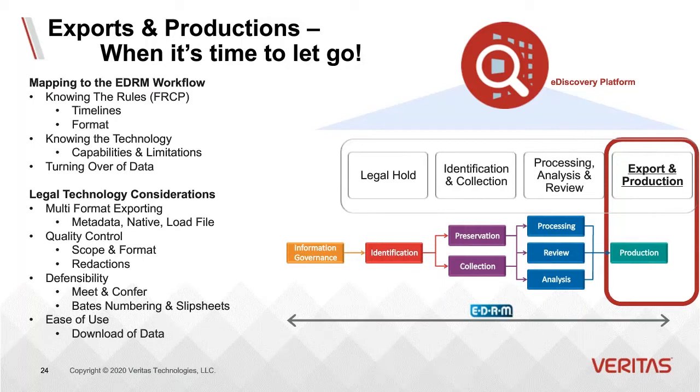Some of the legal technology considerations we'll be thinking about: do we have the ability to do multi-format exporting? Depending on what the document submission standards are, can I meet that with my technology? We'll look at redactions, and are they able to be exported out as an image? And then we'll also look at defensibility. Do I have Bates numbering and slip sheets going on as a part of my defensible production? And then finally, since this is such a time-sensitive step within the EDR workflow, do I have an ease of use to be able to quickly download the data that's been exported out?